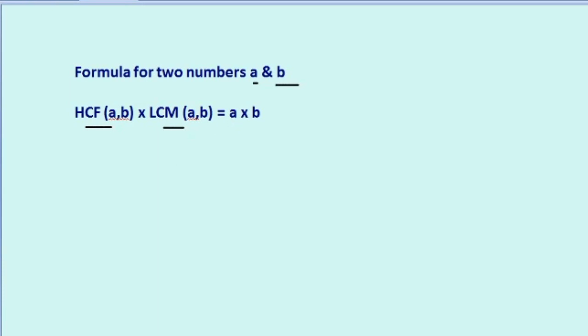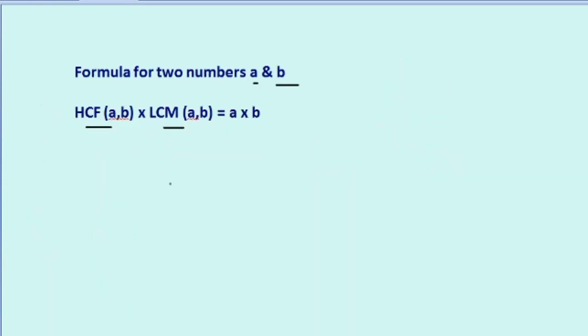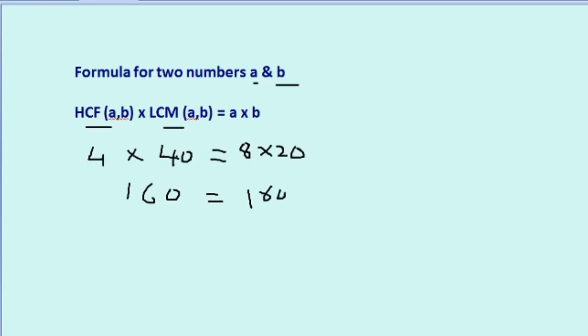Okay, we have done some previous examples. Let's see from there only. We had found LCM and HCF of 8 and 20. Okay, LCM of 8 and 20 was how much? 40 and HCF was 4. Let's check. HCF was 4 and LCM was 40. Okay, 4 into 40 should be equal to A into B. A was how much? 8 and B was 20. Now let's multiply. 4 into 40 is 160 equals to 8 into 20, 160, right?